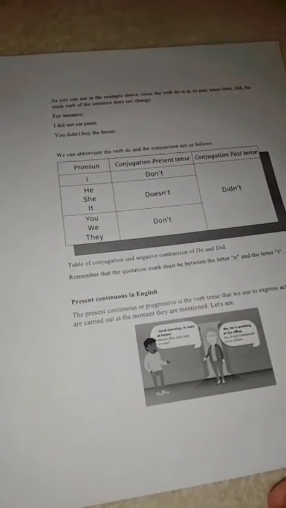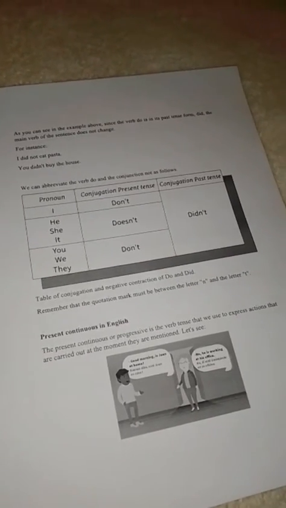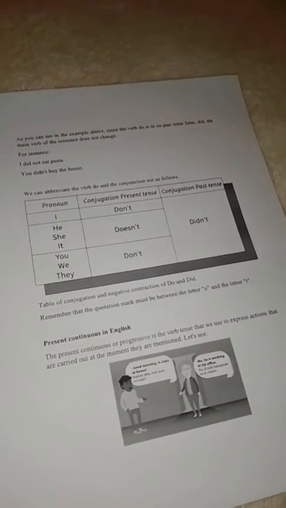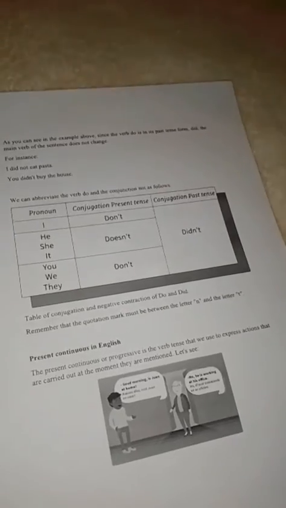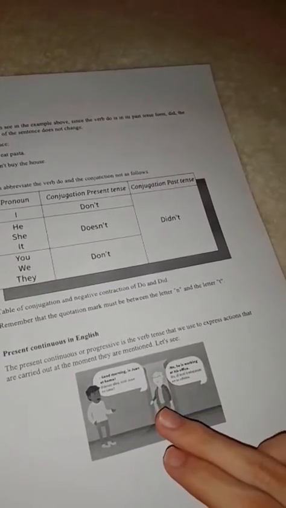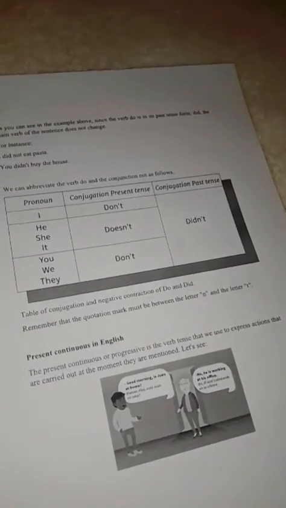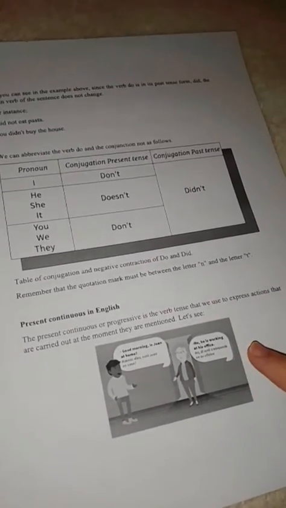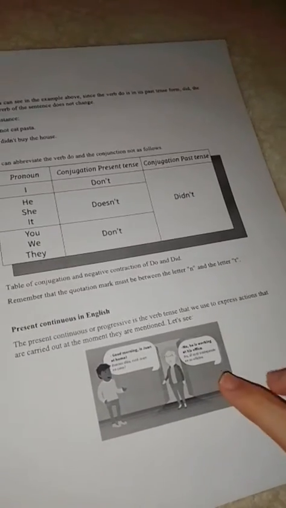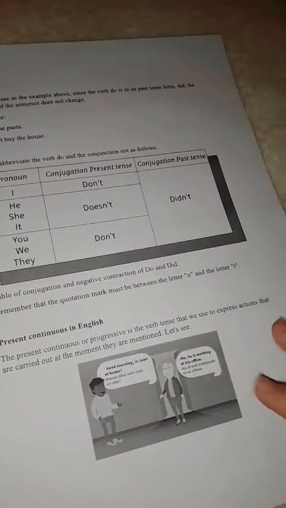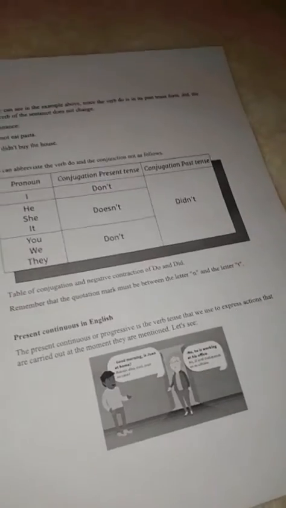Present continuous in English. The present continuous or progressive is the verb tense that we use to express actions that are carried out at the moment that they are mentioned. Let's see. Good morning. Is Juan at home? Buenos días. ¿Está Juan en casa? No. He is working in his office. No, él está trabajando en su oficina, for example.